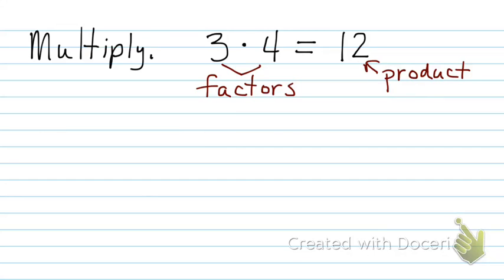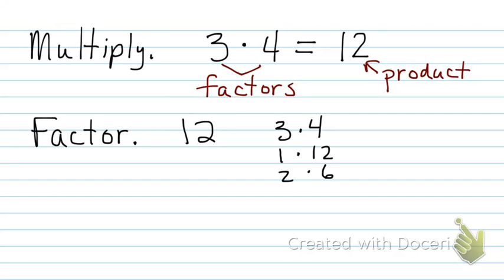Now I could ask this question in a little different way. What if I asked you to factor 12? Well, 3 times 4 certainly works, but notice we have a couple other pairs of factors that work, 1 times 12 and 2 times 6. In fact, we have 3 different ways to factor here.